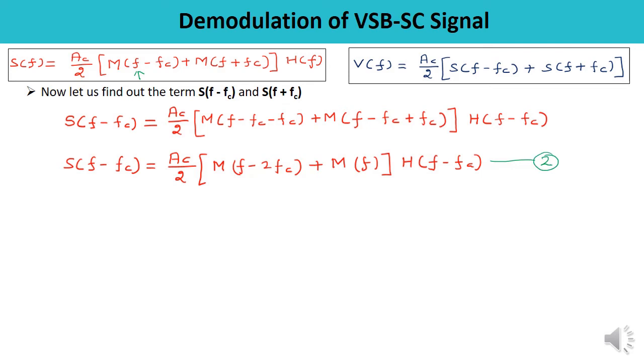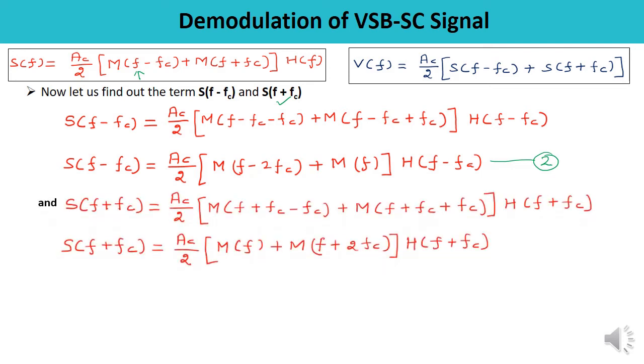Next you have to calculate the value of this term. It means in the above equation of S(f) you have to replace f with f plus fc and simplify it. So when you are substituting f plus fc in place of f and simplifying it, you are getting S of f plus fc, which is Ac upon 2 [M(f) plus M(f plus 2fc)] into H(f plus fc). So now you are able to calculate the values of these two terms.